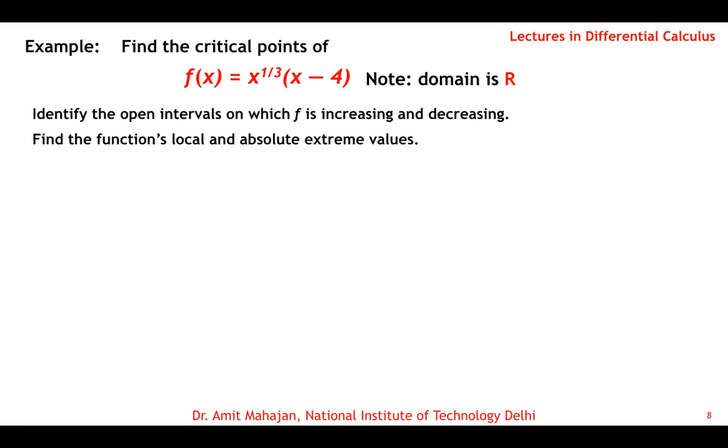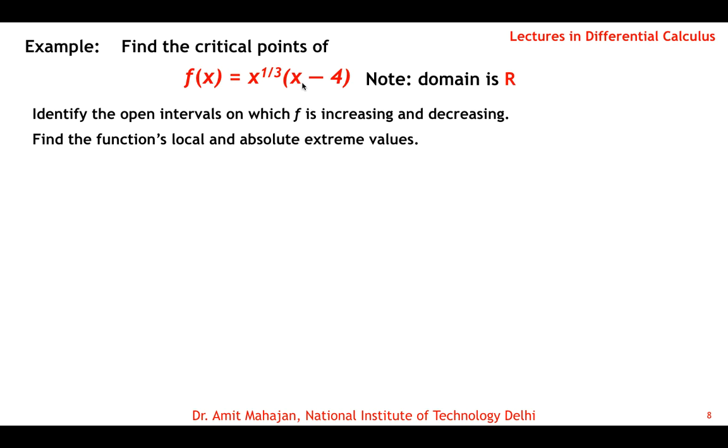So now take an example to find the critical points of this function. You can easily see that the domain of this is R, and identify all the open intervals on which the function is increasing or decreasing. And find the function's local and absolute extreme values.